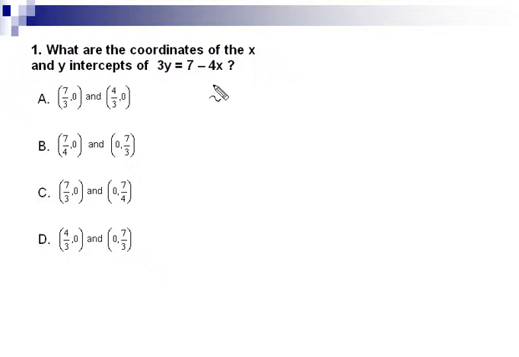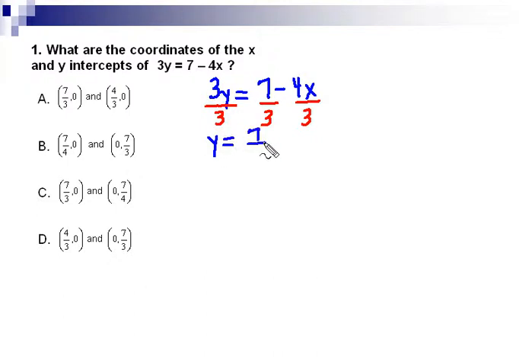To do that, we begin by rewriting our equation. 3y equals 7 minus 4x. To get to slope-intercept form, we need to solve for y, so we will divide each term by 3. Reducing gives me y equals 7/3 minus 4/3 x.